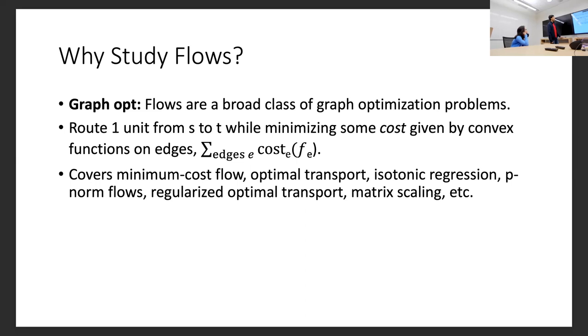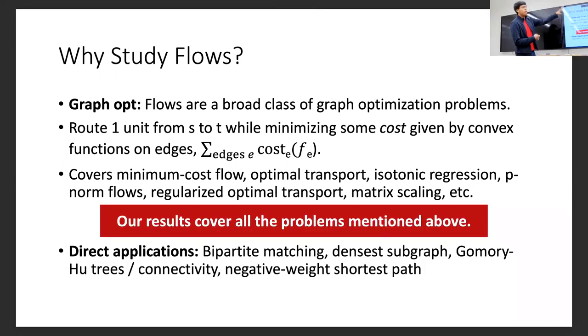When cost is a linear function, this captures linear programming on graphs, which is min cost flow, which captures max flow. When cost is quadratic, so cost_E of f_E is f_E squared, this corresponds to solving a graphical linear system called the Laplacian linear system. For other values of cost, like linear plus entropy, this starts capturing things like entropy regularized OT, or matrix scaling. So our results actually capture basically this whole class of problems, not just max flow.